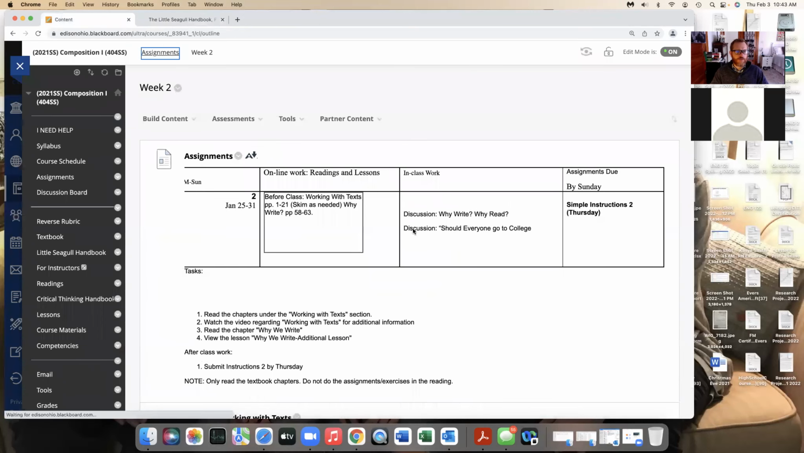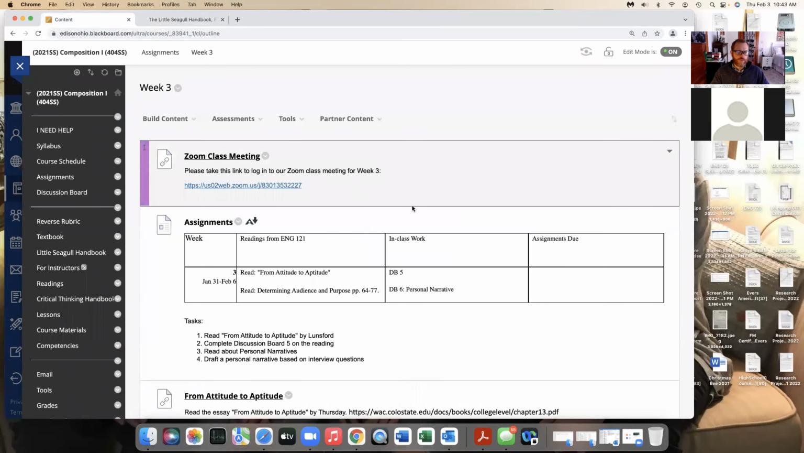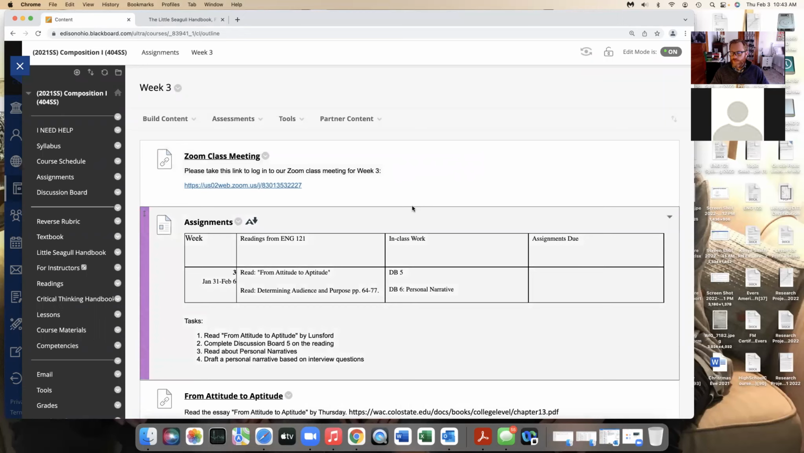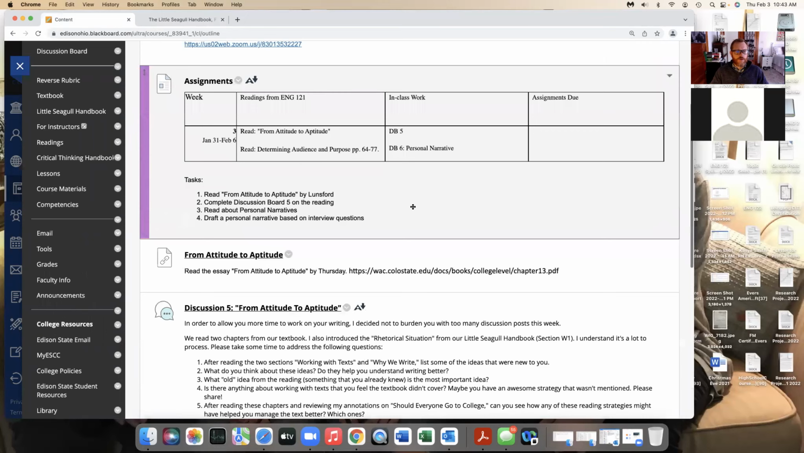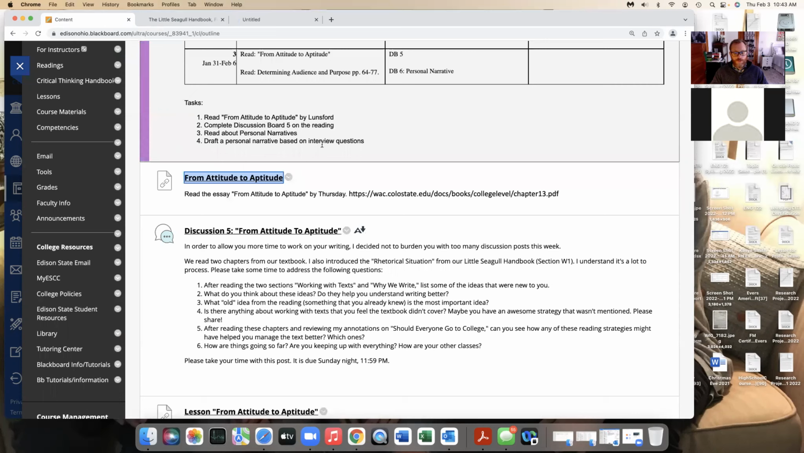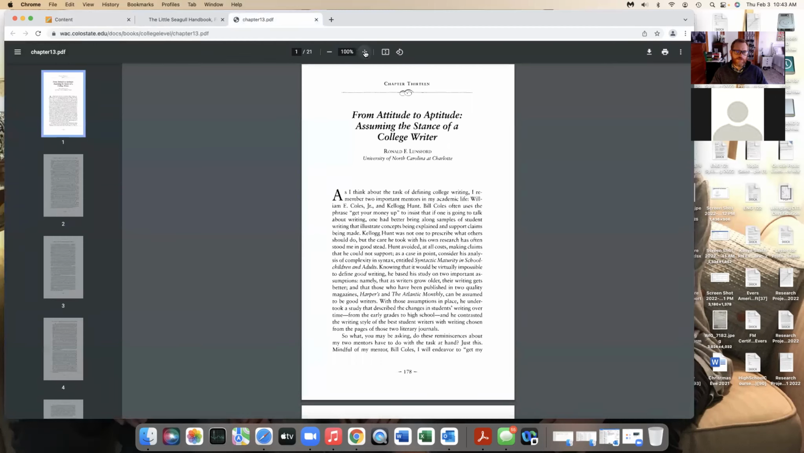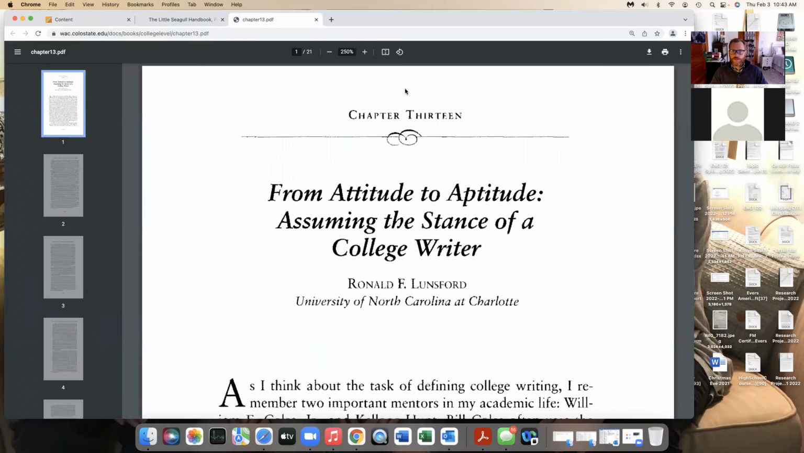But we'll go back and look at what we were doing for week 3. I do have the link up here that I posted yesterday, and I'm sorry it was short notice for the online class meeting, but I just thought it'd be better to meet and talk about things. For this week, we are reading the essay From Attitude to Aptitude, and I think it is a great essay.